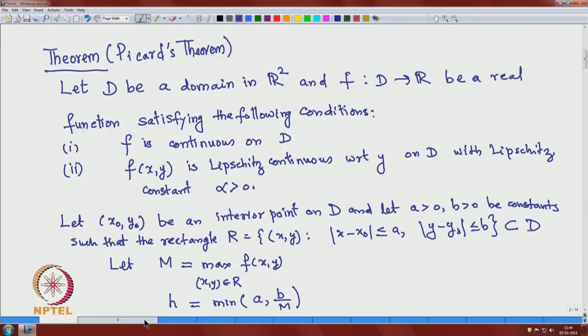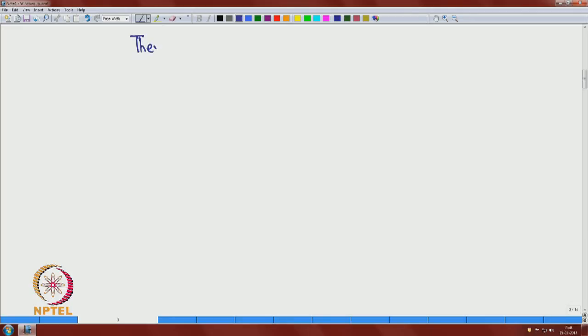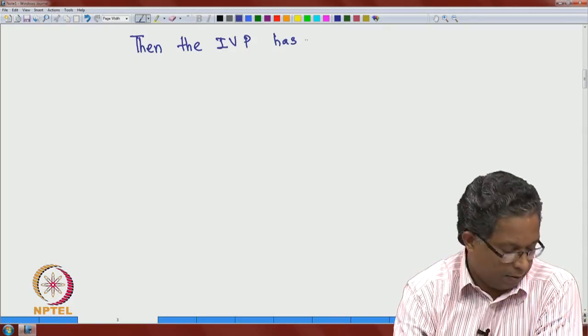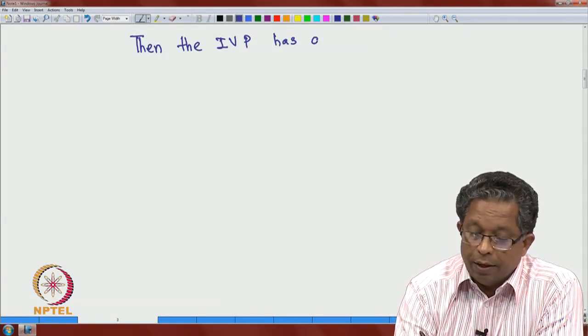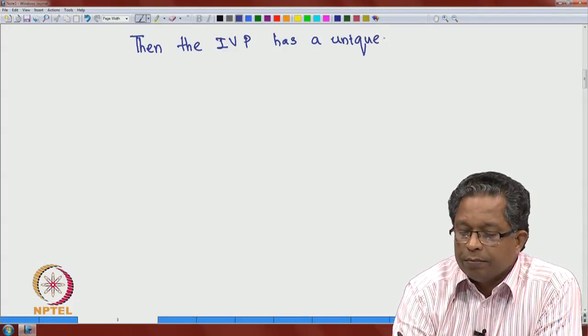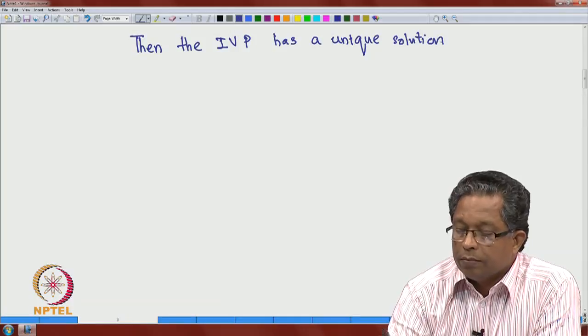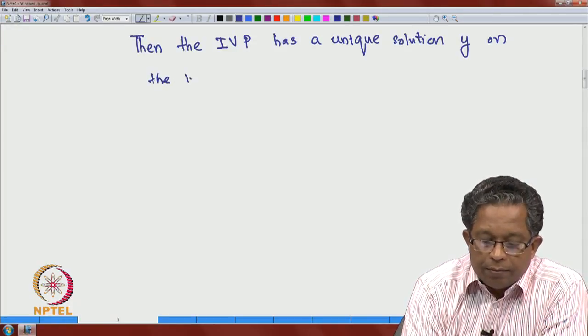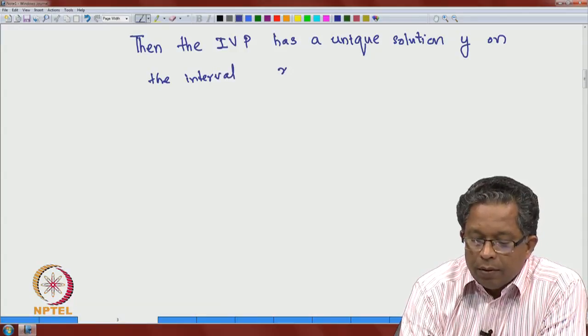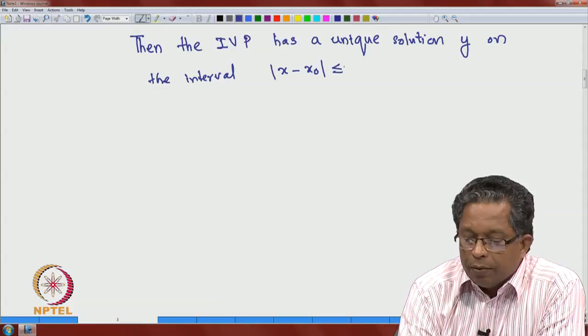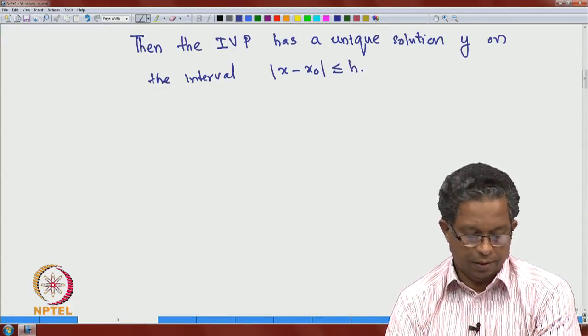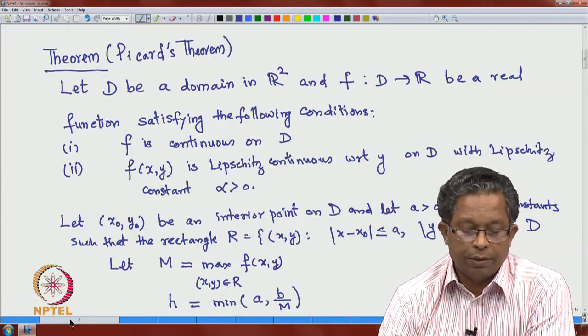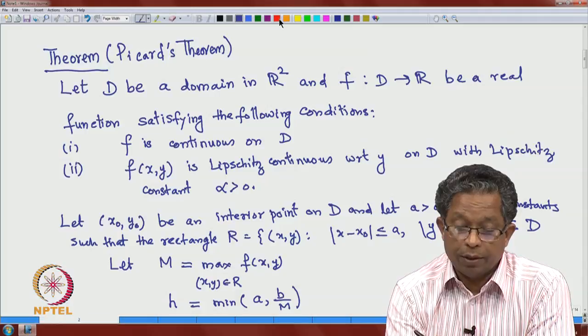Then the initial value problem has a unique solution y on the interval |x - x0| less than or equal to h. So this is Picard's existence and uniqueness theorem. It gives both existence and uniqueness.